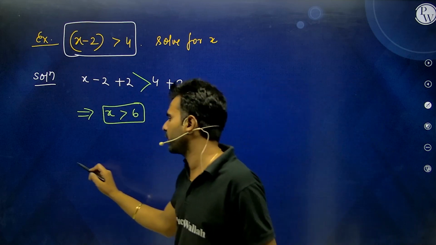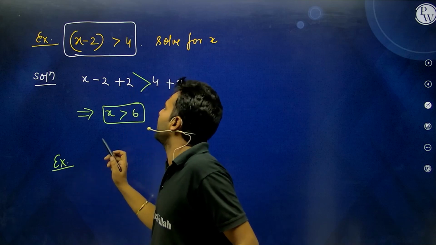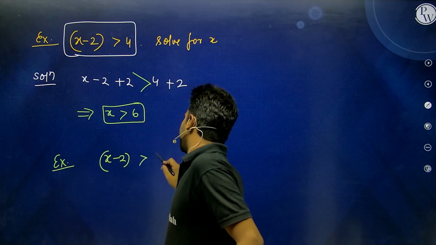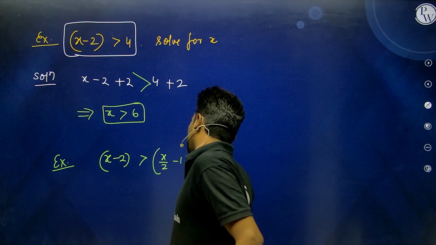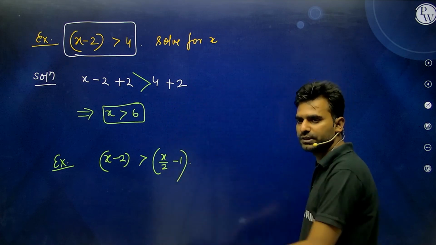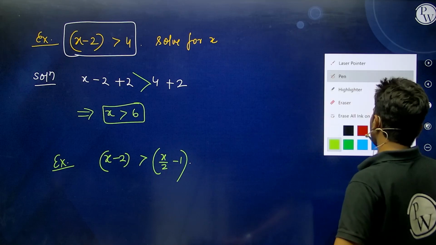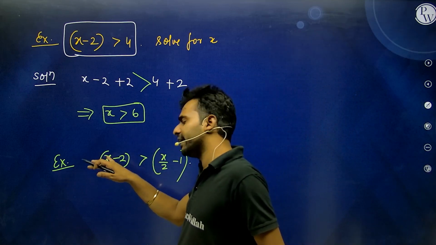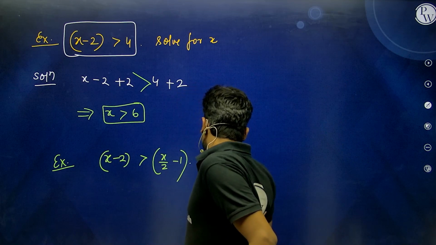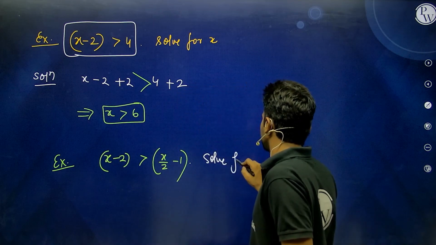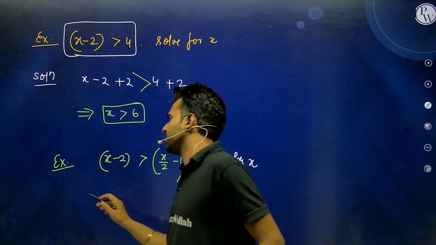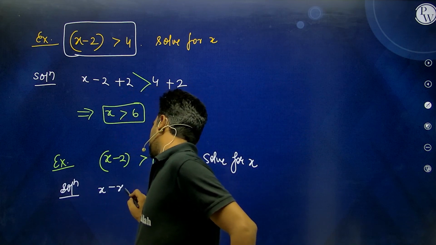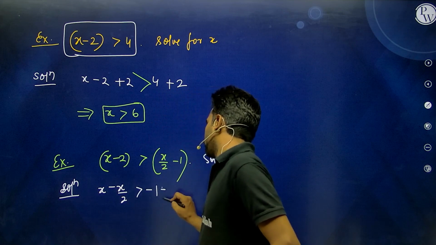Easier to understand? Okay. If I give you a problem like this, x minus 2 should be greater than x by 2 minus 1. Variable on both the sides, then also you don't need to worry. You can take the x terms on one side, and you can take constant terms on another side. Solve for x. Okay, these are quite relatively very easier problems, so I'm explaining them directly. No need to worry.